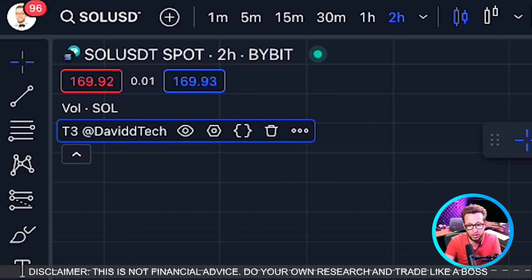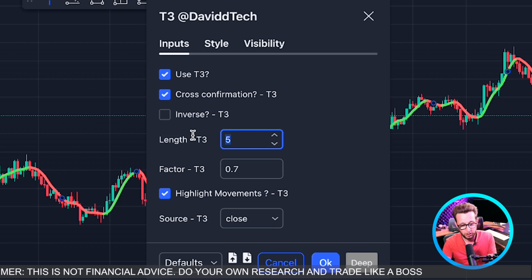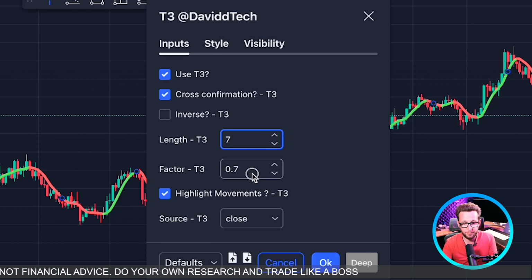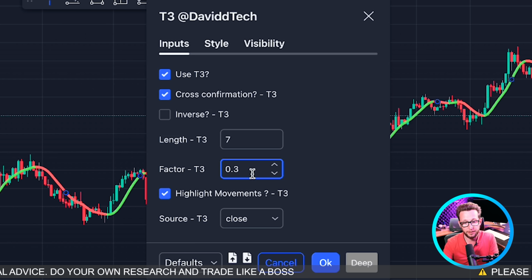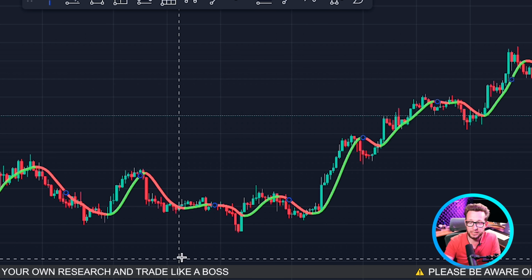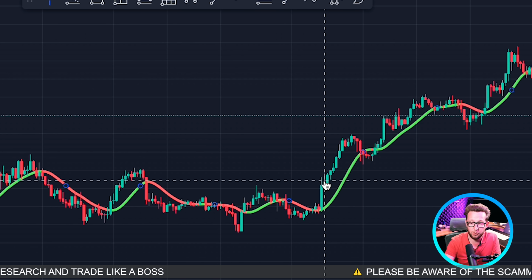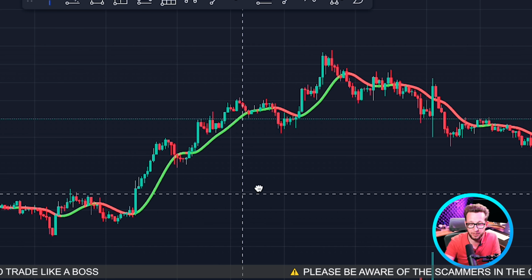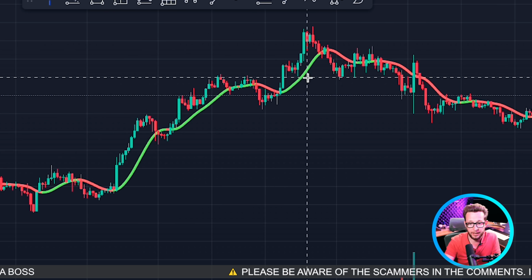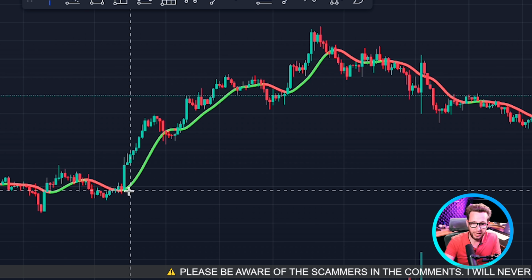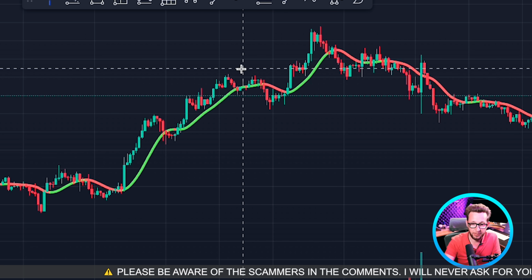Now, I do have to make a very slight modification to the indicator. I'm going to go up to the cog up here and we're going to set inputs to 7 for the length and 0.3 for the actual factor. That's going to give us a little bit more wiggle room for the T3 so we won't be stopped out as often. Okay, there you go. As you can see, it looks great and hugs price and gives us a perfect baseline.